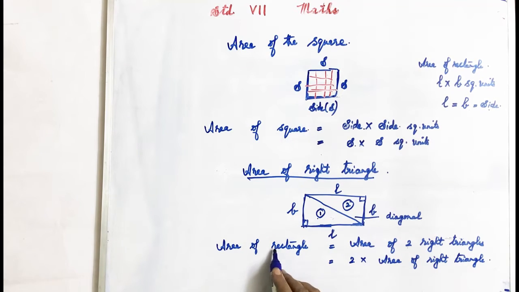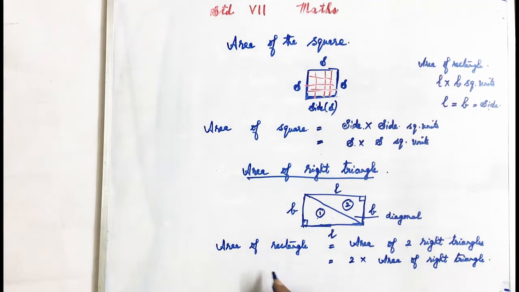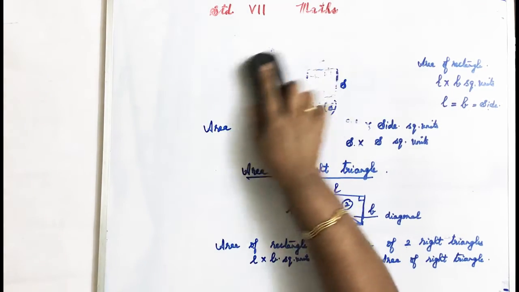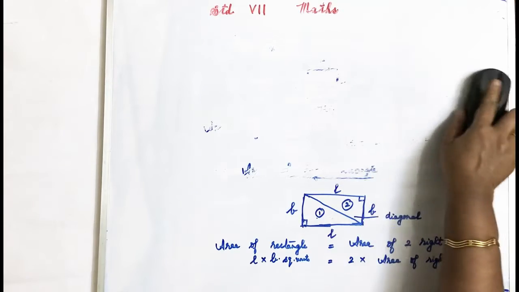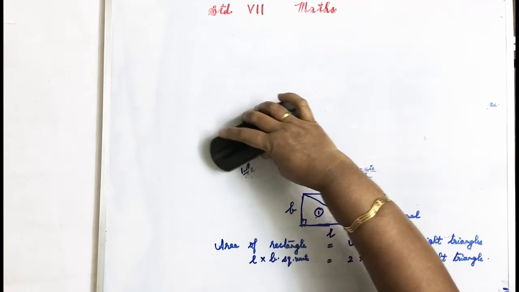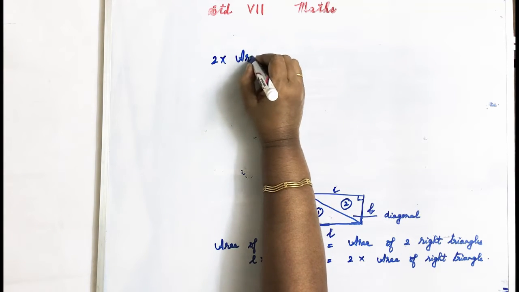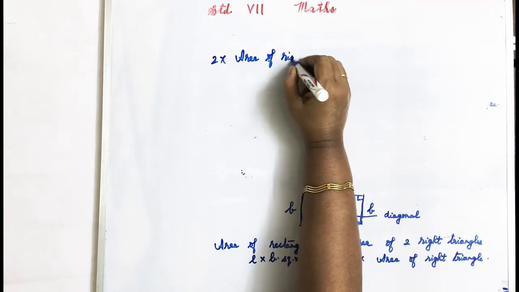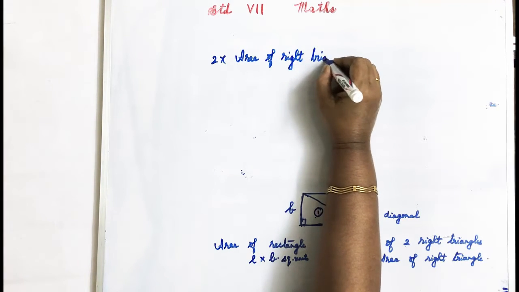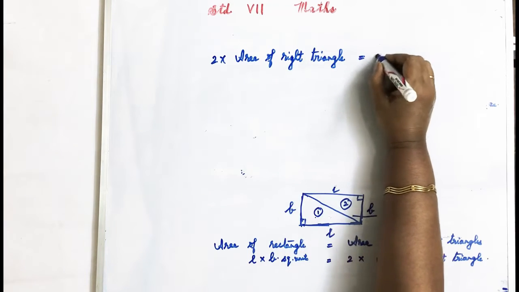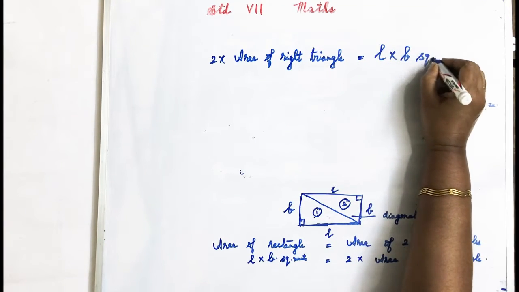Now you all know the formula for area of rectangle. What is area of rectangle? L into B, square units. So this L into B is equal to 2 into area of right triangle. So this we can rewrite as 2 into area of right triangle is equal to L into B square units.